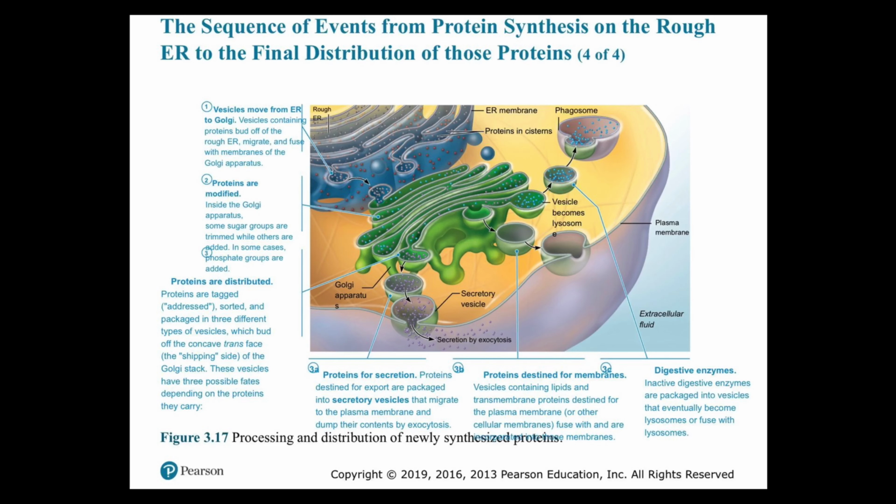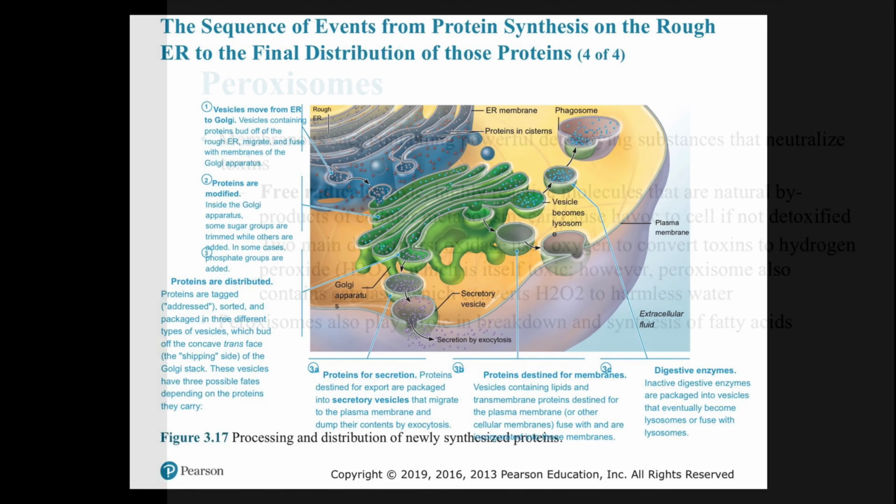So proteins destined for export are packaged into secretory vesicles that migrate to the plasma membrane and dump their contents by exocytosis. In 3B, these are proteins destined for membranes, so vesicles containing lipids and transmembrane proteins destined for the plasma membrane or other cellular membranes fuse with and are incorporated into those membranes. And pathway C, these contain digestive enzymes. So inactive digestive enzymes are packaged into vesicles that eventually become lysosomes or fuse with lysosomes.